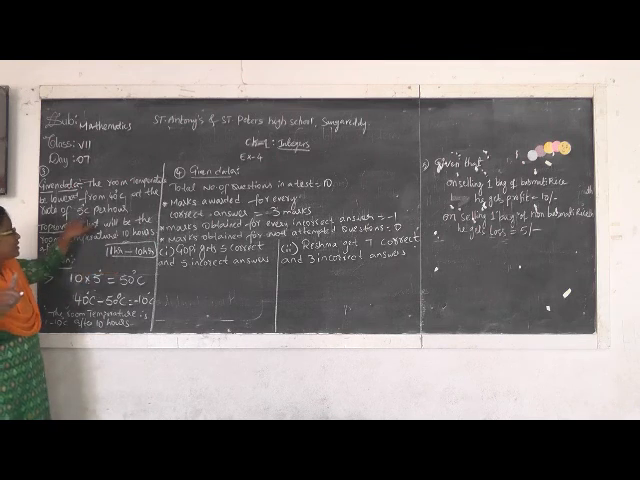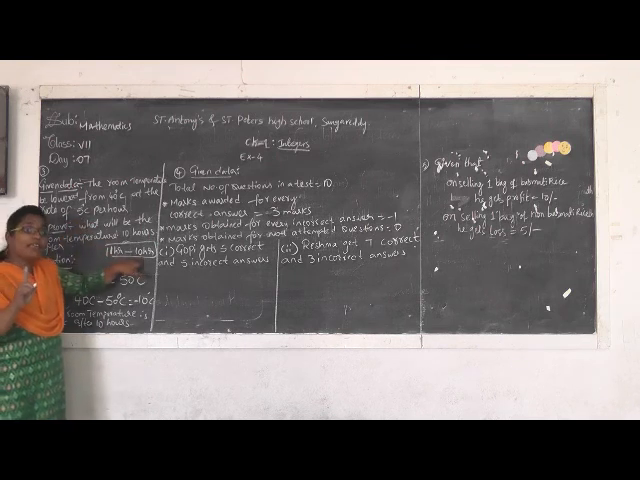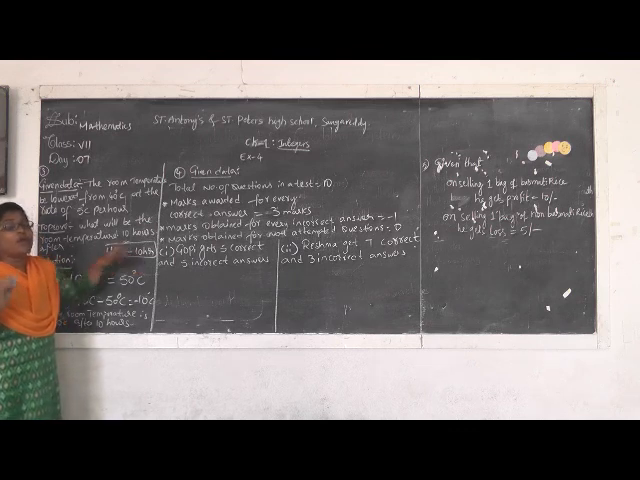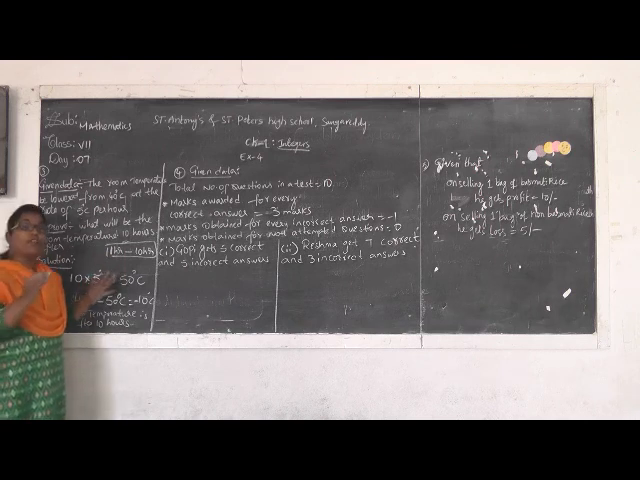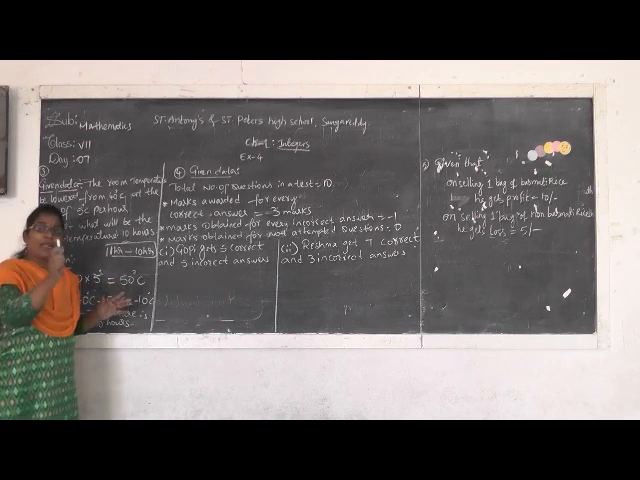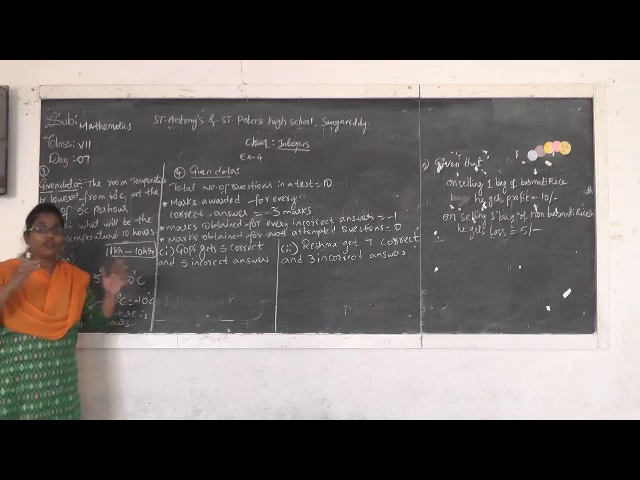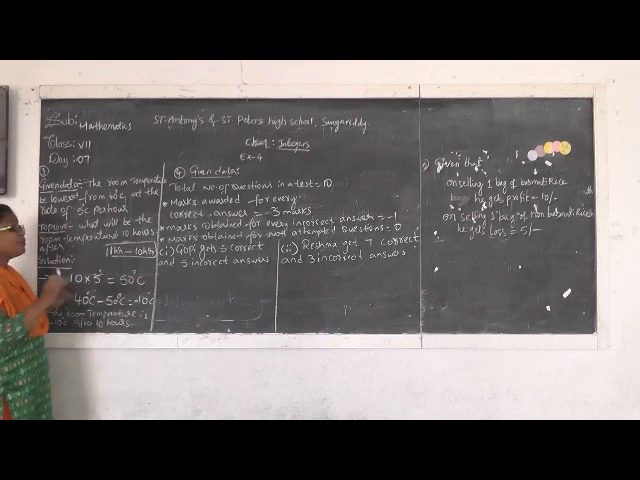Per 1 hour it was reducing 5 degrees. We have to find, for 10 hours, how many degrees it was reducing. So what do we have to do? We have to multiply. For example, if you know the cost of 1 pen is 2 rupees, what is the cost of 10 pens? What will you do? 10 times 2 is 20. In the same way here also we have to multiply.